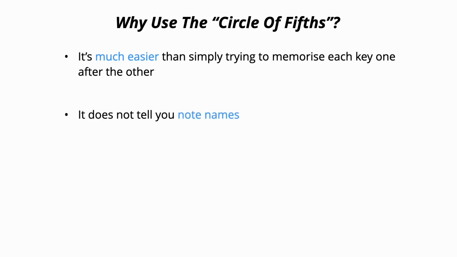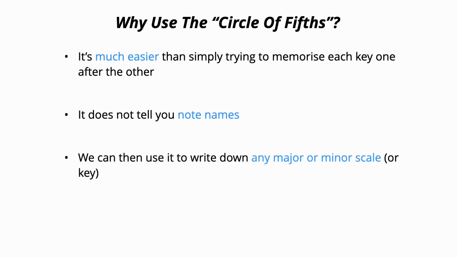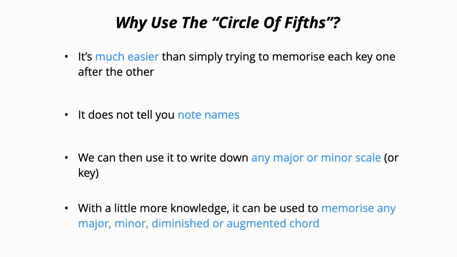Once you know the circle of fifths, we can use it to write down any major or minor scale, or key for that matter. Once we know the circle of fifths and we have just a little more knowledge, we can actually use it to figure out any major, minor, diminished, or augmented chord. So how does it all work?